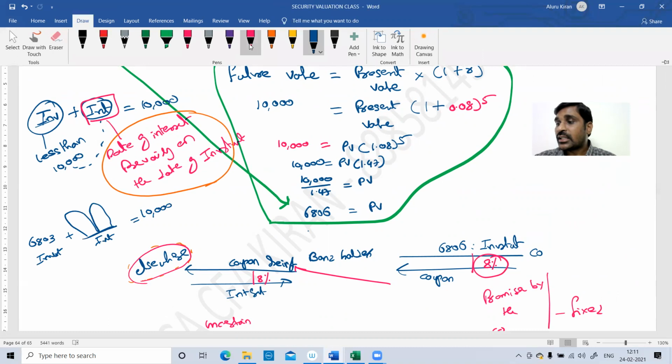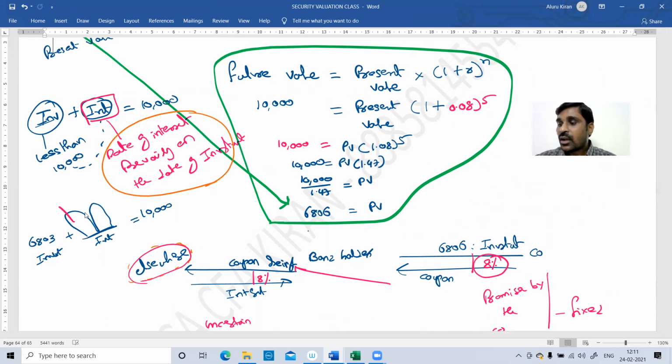What are the two parts of interest? Coupons from the company, and reinvestment income on the coupons. That interest comprises the coupon income received from the company and the reinvestment income received from elsewhere. Both together make up that interest amount.